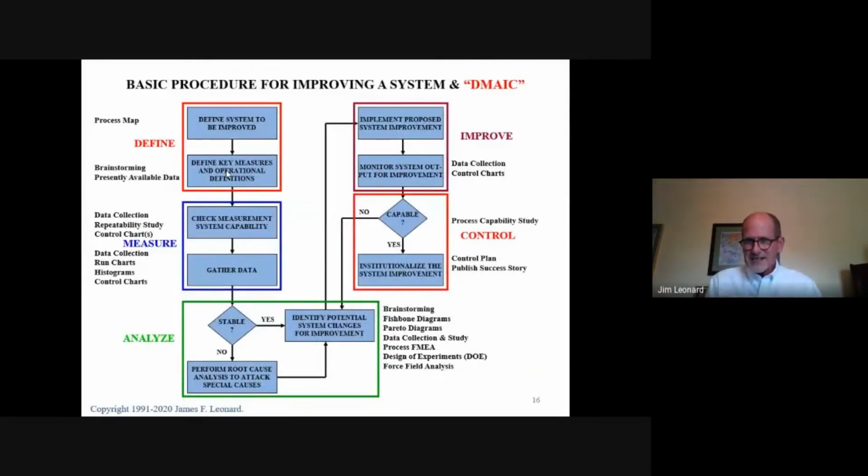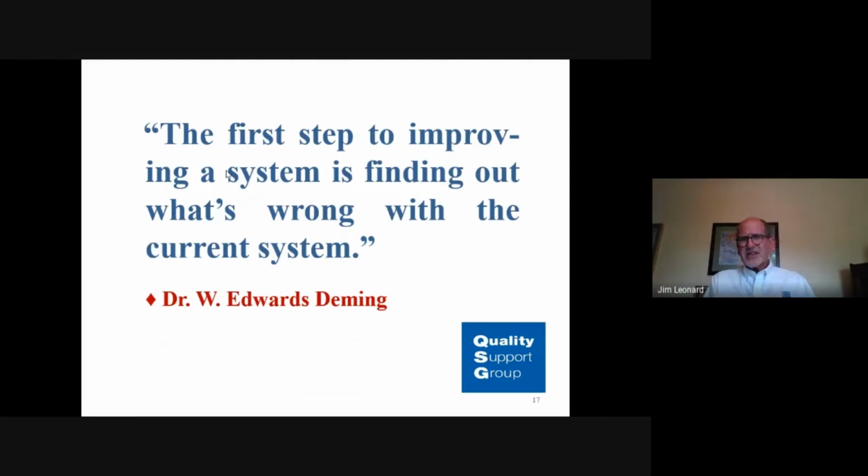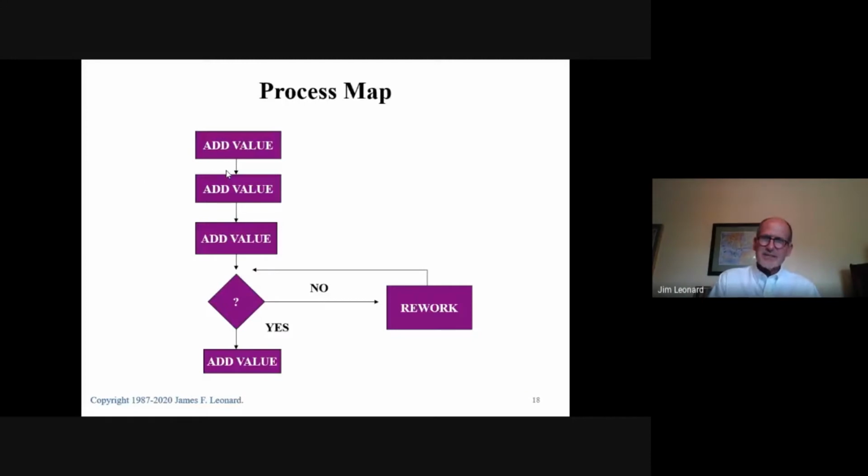But if we want to deploy this procedure for improving a system, Dr. Deming always said the first step to improving a system is finding out what's wrong with the current system. That is where the process map comes into play. That is why the process map is the first tool we use in all process improvement projects. And I might add, many 8D problem investigations, safety incident investigations, etc. And one thing we have to do is to make sure that we initially map the process as is, with all of its warts and imperfections, because the reason we're doing this is to first find out what's wrong with the current system.